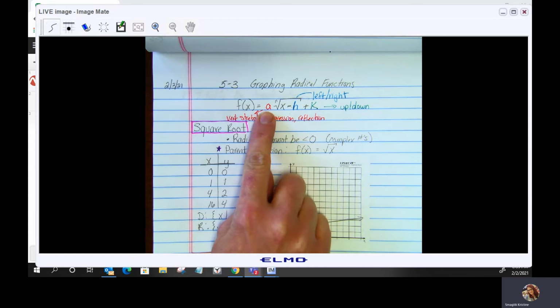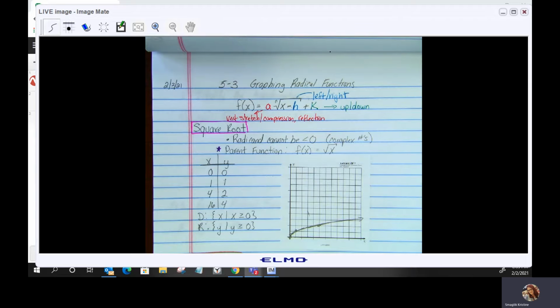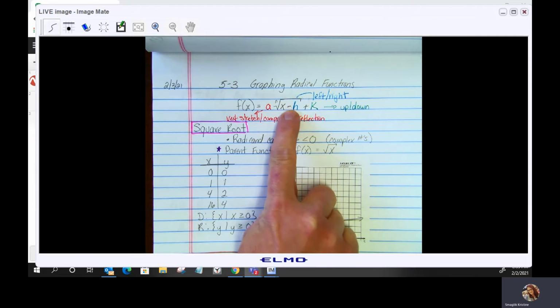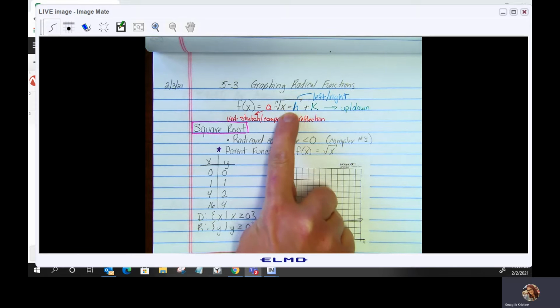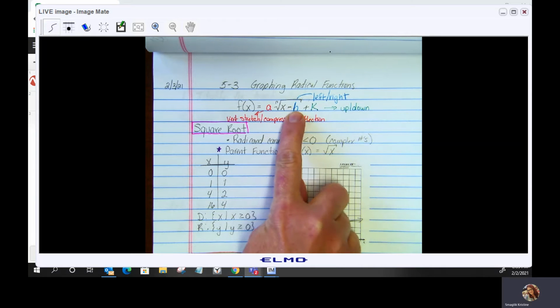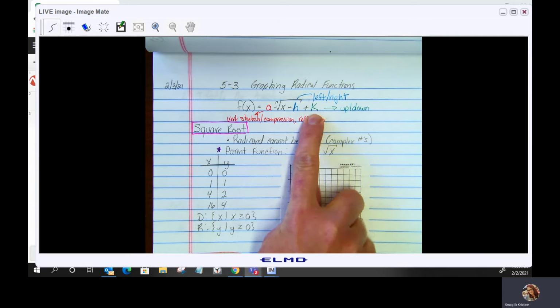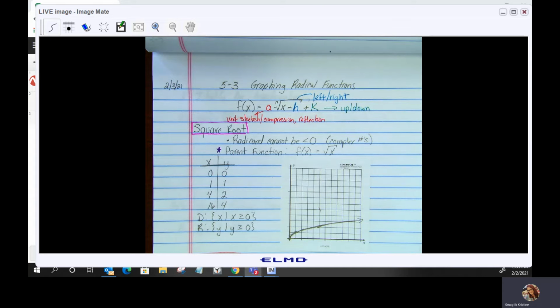If you have a number out front, that's your A value. It's a vertical stretch or compression. If A is negative, you know it's reflected across the x-axis. Here we have an H, and again, notice it is with the X. This is going to be a horizontal movement, and that means this is going to move the graph of your parent function either left or right. And your K value, the value that's always hanging off to the side, is your up-down. That is a vertical shift.